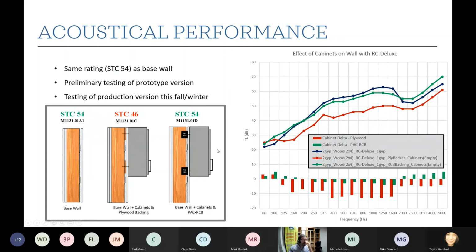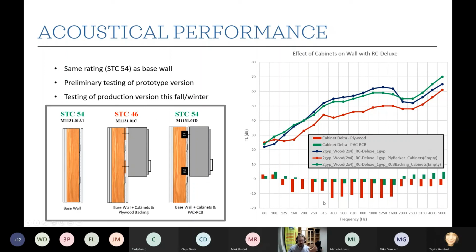So the acoustical performance of this, right? Again, the STC rating with the backer is STC 54, the same STC rating as the base wall with just the RC channel, no cabinets, nothing mounted on it, right? Just a pristine wall. So we maintain the overall STC rating of the wall.